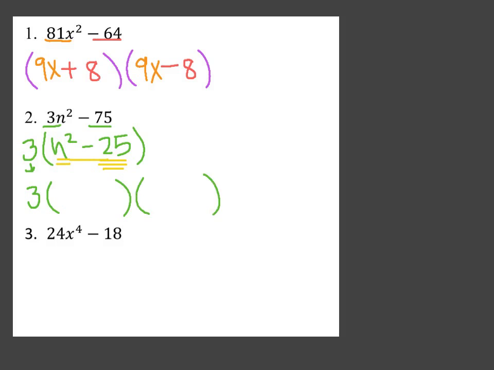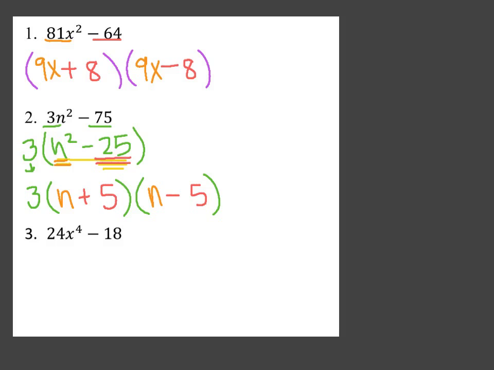So I'm looking at the first term, n squared. Well, that would need to be an n and an n. Now I have to look at the 25. Well, 5 times 5 makes 25. And then one of them has to be a plus, one of them has to be a minus. And this would be my answer after I had factored that problem.